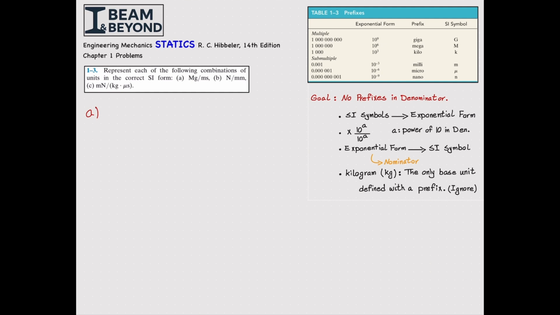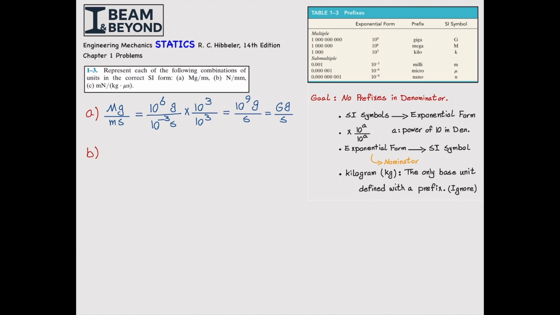Let's start with part A. For part A, we have megagram over millisecond. This equals 10 to the power of 6 gram over 10 to the power of minus 3 second times 10 to the power of 3 over 10 to the power of 3 to get rid of that 10 to the power of minus 3. This will give us 10 to the power of 9 gram over second, which is gigagram per second.